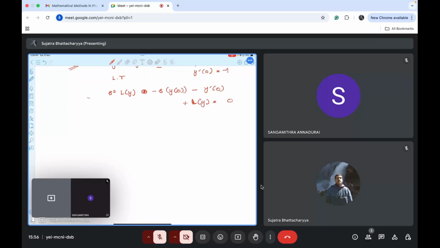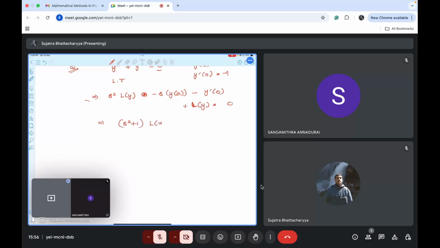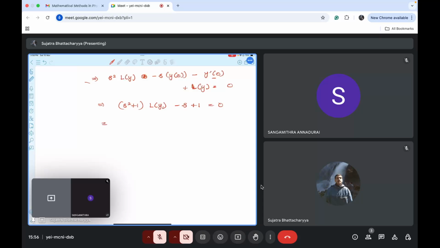Fine. So the next step will be s square plus 1 times L of y, minus s plus 1 is equal to 0. Y dash of 0 is minus 1, that's why I'm writing plus 1. So L of y becomes (s minus 1) divided by s square plus 1. So L of y gives you s upon s square plus 1 minus 1 upon s square plus 1.